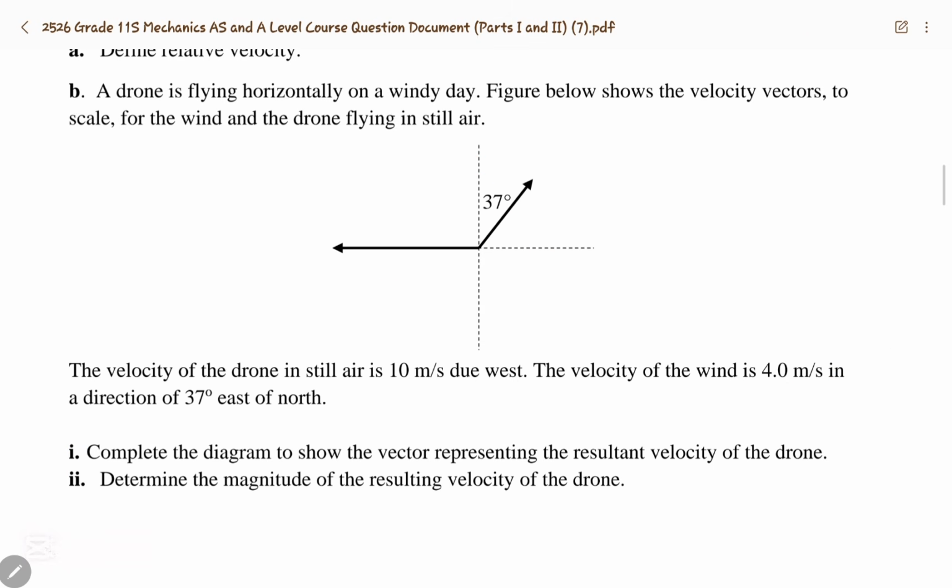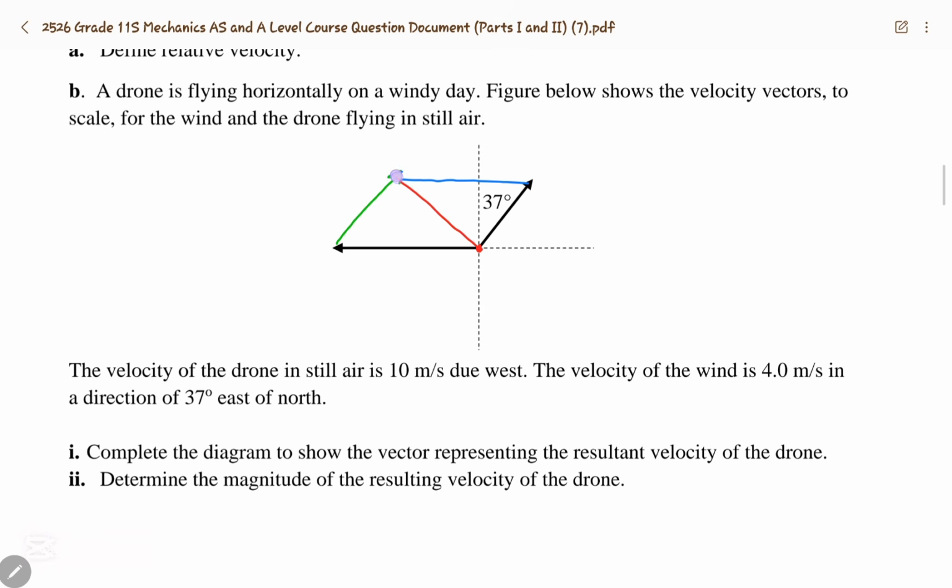Now, for part I, they want us to complete the diagram to show the vector representing the resultant velocity. Here you need to apply the parallelogram method, so I'm gonna try to mimic it as much as possible. So it would be like this, all right? Then this one I will mimic as well, so it's like this, kind of. So now I connect the tail with the tail and the head with the head.